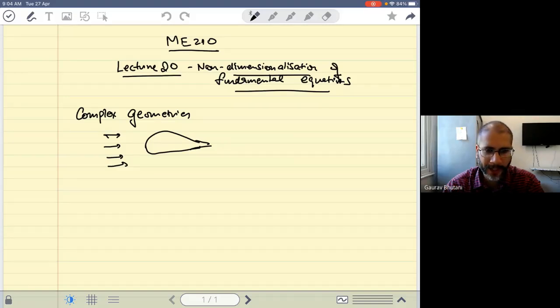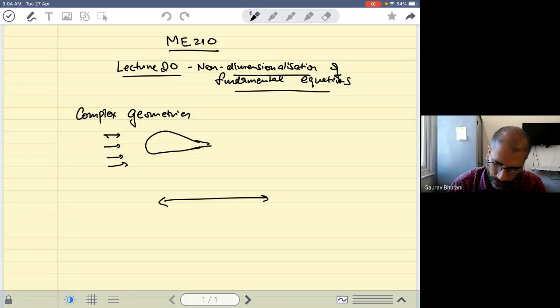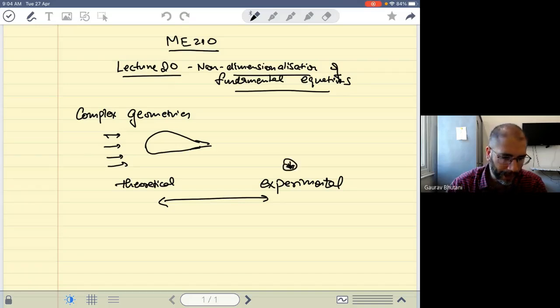So we went to the other side of the spectrum. So the spectrum has two sides. One is purely experimental, and the other is purely theoretical, solving equations. So we went towards this side, and here is where we started talking about dimensional analysis.